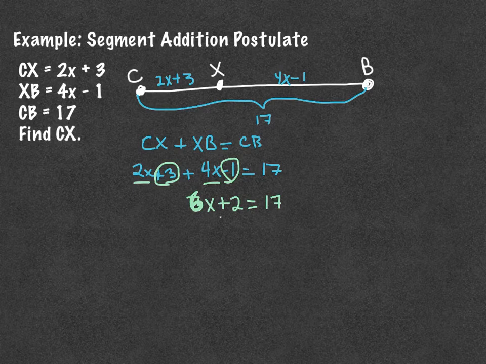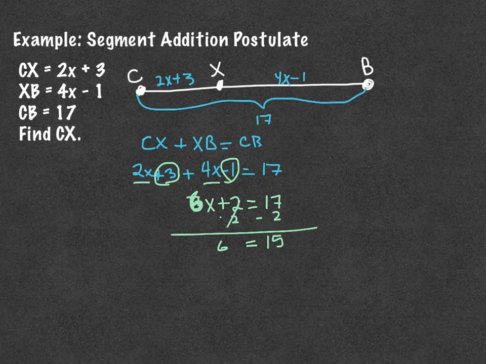And then we're going to subtract the 2. And we have 15 equals 6x. And we have to solve for x, so divide by 6. And x equals 2.5.